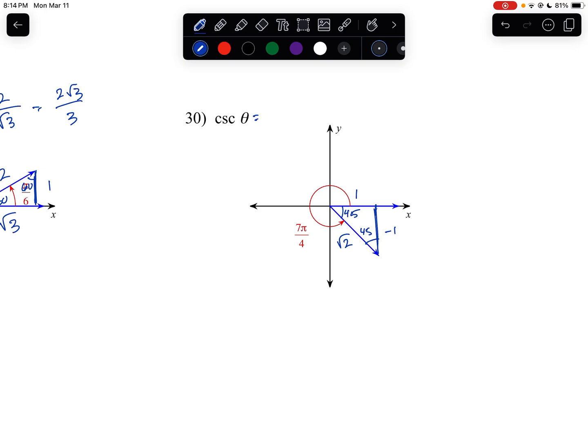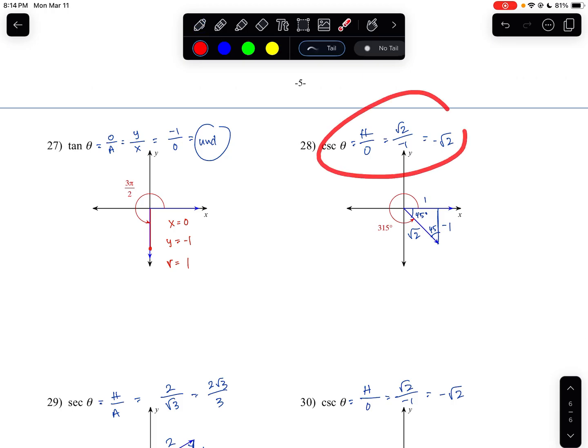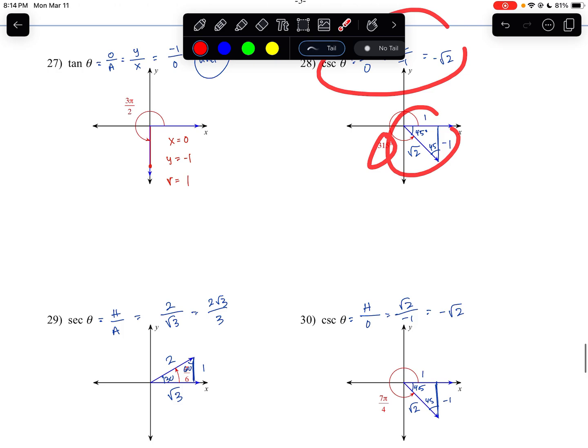And cosecant is, why do we have so many of these? Hypotenuse over, we didn't have any cotangents, whatever. Hypotenuse over opposite. So hypotenuse is going to be root 2, opposite is going to be negative 1, so this is going to be negative root 2. It's the same as this one right here, because these are the same angles. So 315 is 7 pi over 4, so they're actually the same.